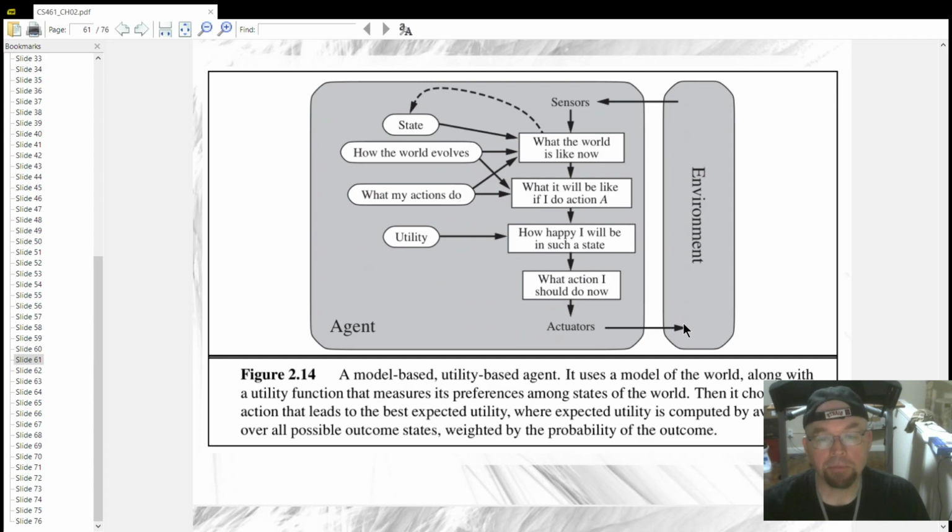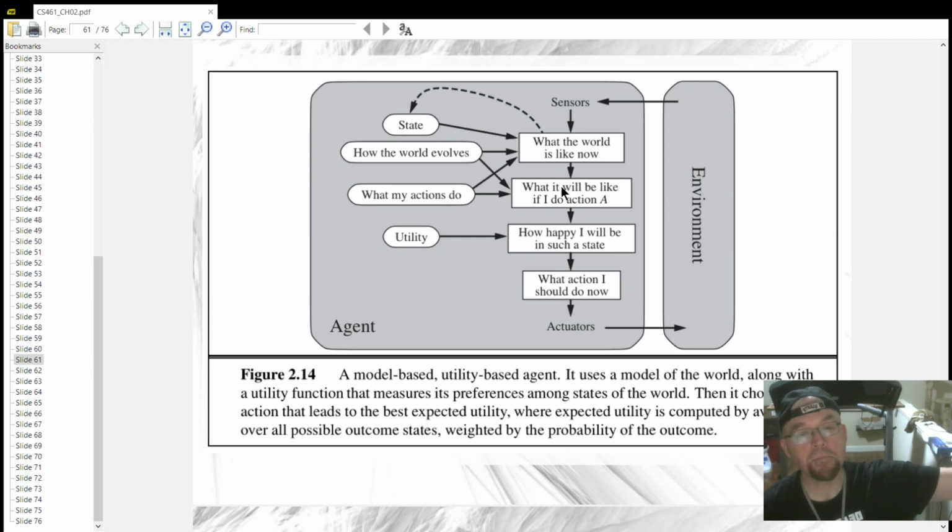All right, so model-based, utility-based agent. So what did we add? Okay, so we know what the world is like now. This is similar to what we saw with the model-based agent, and that's impacted based off of the existing state, our model of the world, how the world can evolve, what my actions do, how it impacts that world. And then we can take it a step further and say, well, what will the world be like? How will it change if I do A?